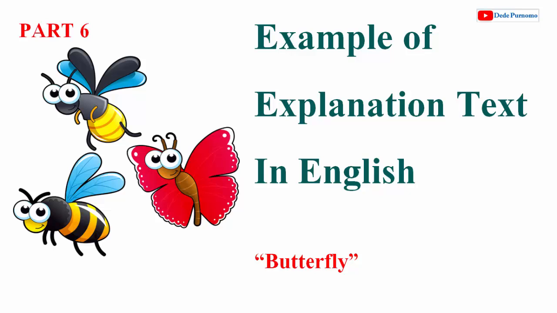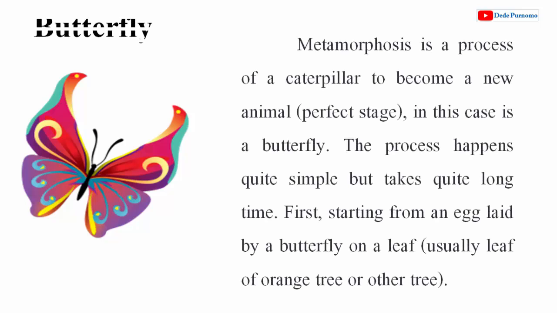Today we are going to learn about the example of explanation text in English part 6. Butterfly. Metamorphosis is the process of a caterpillar to become a new animal or perfect stage. In this case, it's a butterfly.